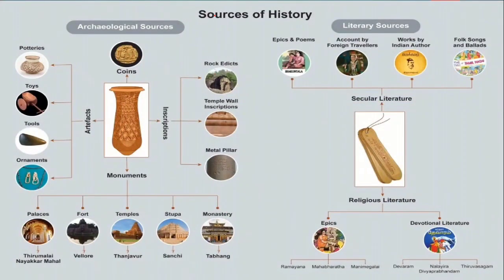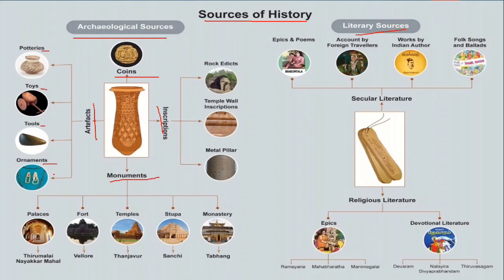Now we have some sources of history, that is archaeological sources and literary sources. In archaeological sources we have artifacts, coins, inscriptions and monuments. Artifacts means the things made out of stone or wood, potteries made out of mud, toys made out of wood, tools made out of stone, ornaments made out of wood. These are the artifacts.